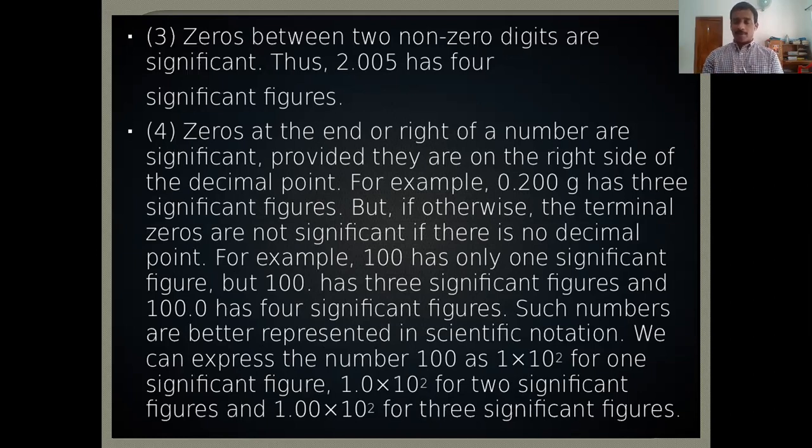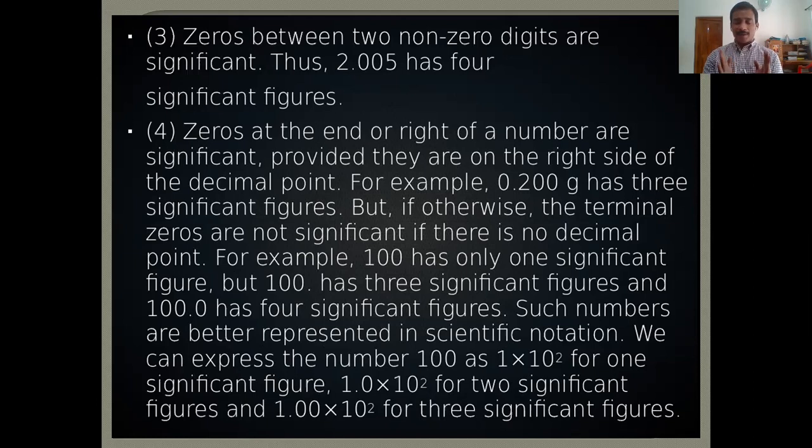So in our homeworks, there are such problems. 500.0 is given, and when you write the answer, most of you write 5.00 into 10 raised to 2. That is not correct. It should be 5.000 into 10 raised to 2. Therefore, there are 4 significant figures. So 1.0 into 10 raised to 2 has 2 significant figures, and 1.00 into 10 raised to 2 has 3 significant figures.